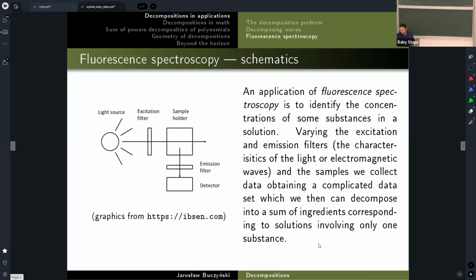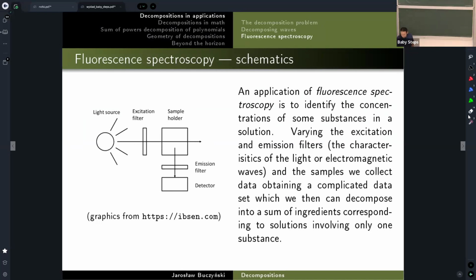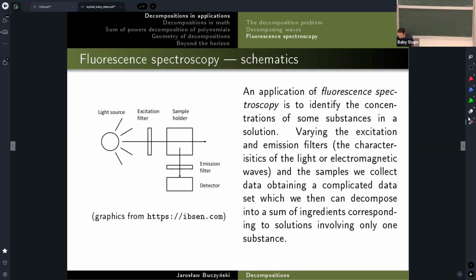One method to do it, and one application of fluorescence spectroscopy, is to use this spectrometer, whose schematic is drawn on the left hand of the picture. The idea is that you have this light source here, and the light is filtered by some preliminary filter, so that you only get one wavelength of the light coming out after this filter.